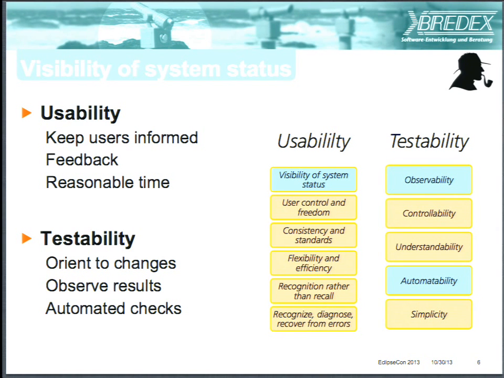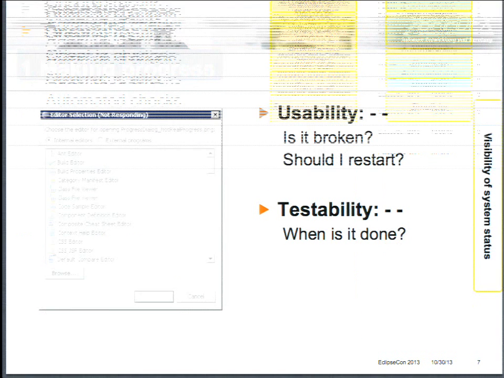In terms of testability, I can look at things either with my eyes or with a tool's eyes to understand what's going on. I can observe the results, and I can do checks in an automated fashion so that I know, yes, that was okay. So visibility of system status helps us with observability and automatability. Let's have a look at some examples.